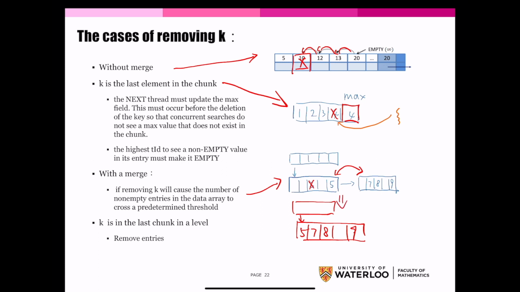Also, we have the last scenario. K is in the last chunk in the level. We just need to remove all the entries in the chunk.